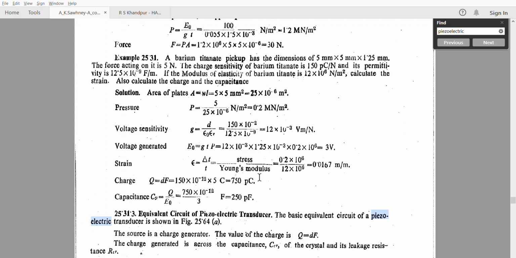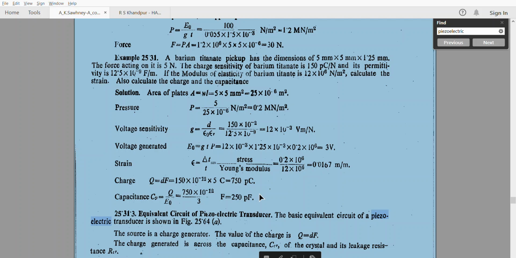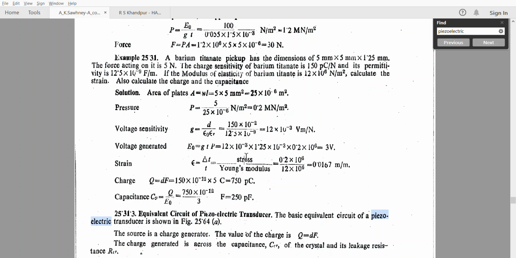So stress by Young's modulus, you know Young's modulus, stress is given here, and you will result in 0.0167 meter per meter. Then what is your charge? Charge is given by D into F. D is the charge sensitivity that they have given. Substitute it, you will result in picocoulombs. What is the capacitance? You have determined the charge, you know the output voltage, then substitute it, you will find the picofarad. So this is one of the important problems that most of the time will be asked in your examinations.